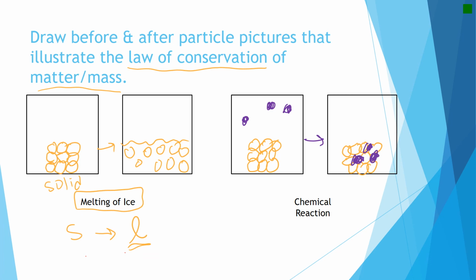And then the final thing is the law of conservation of mass states that the amount of stuff you start with, the amount of particles, has to be the same in the beginning as in the end.